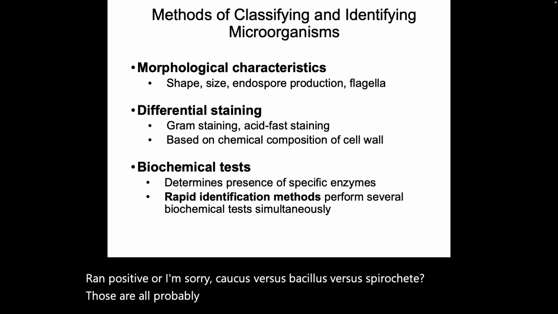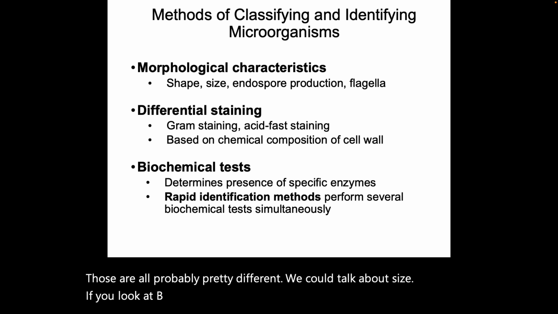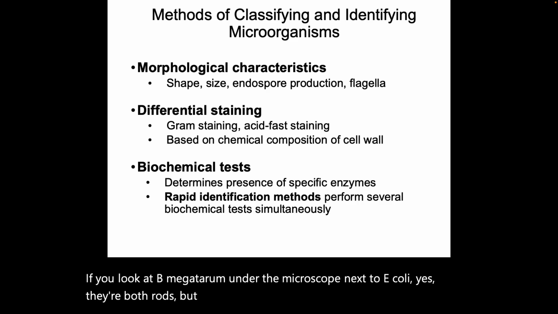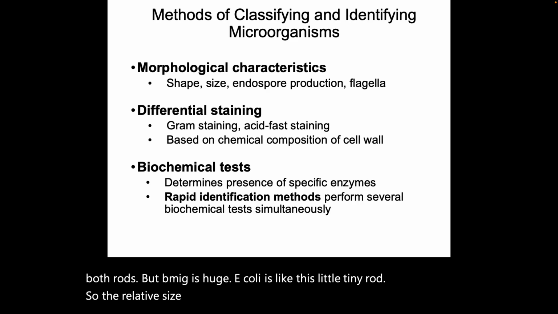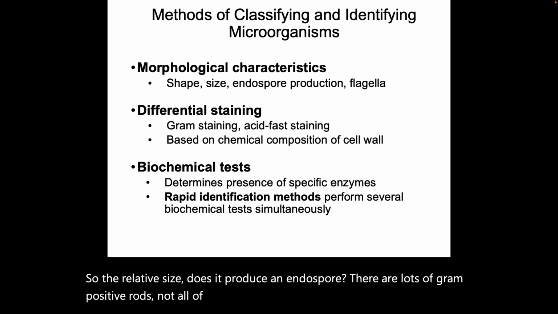We could talk about size. Like if you look at B. megaterium under the microscope next to E. coli, yes, they're both rods, but B. meg is huge. E. coli is like this little tiny rod. So the relative size. Does it produce an endospore? There are lots of gram-positive rods. Not all of them produce endospores, but Bacillus does.